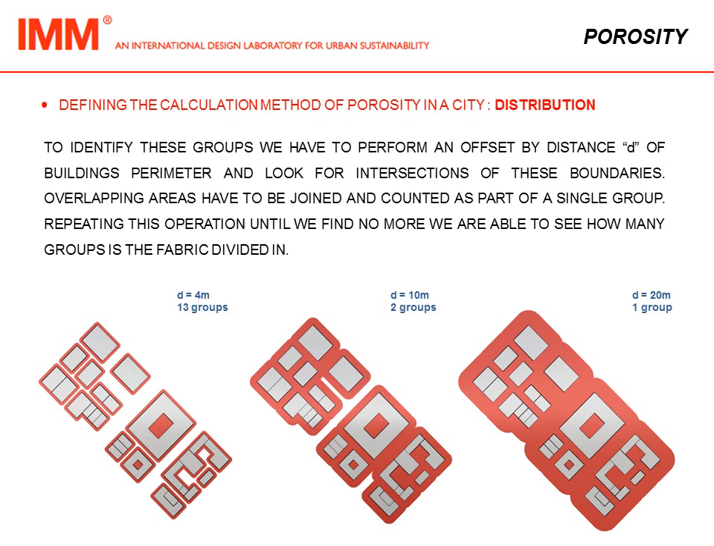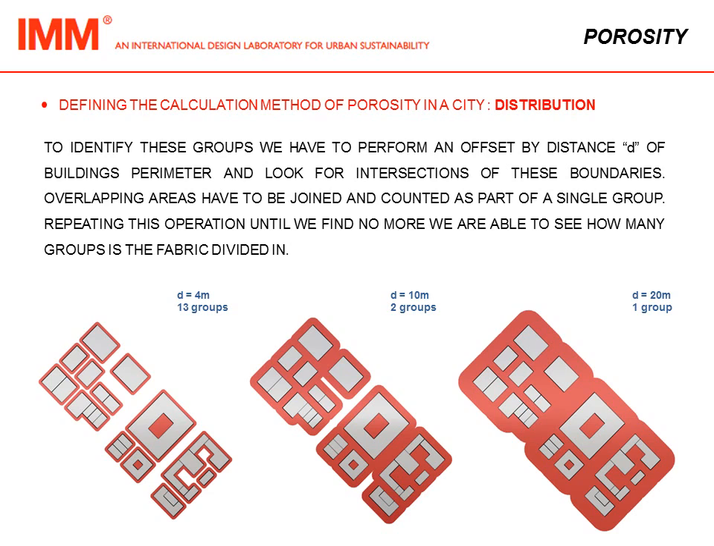To identify this group, we have to perform an offset by distance t of building's perimeter and look for intersection of these boundaries. Overlapping areas have to be joined and counted as part of a single group. Repeating this operation until we find no more, we are able to see how many groups the fabric is divided in. The 3 pictures below show the same fabric but tested with different offset distances.